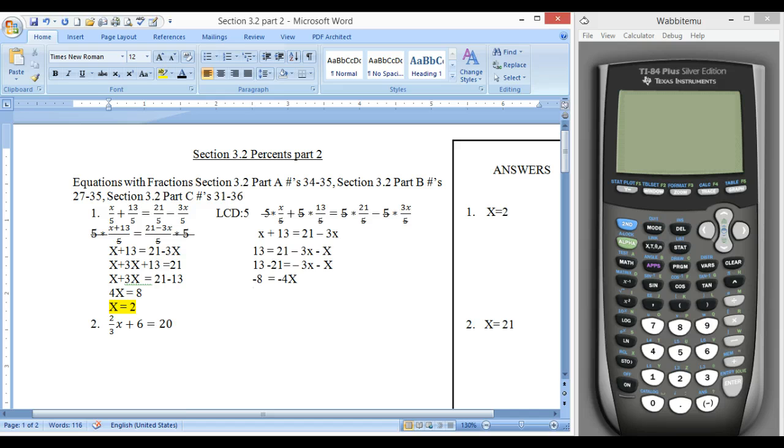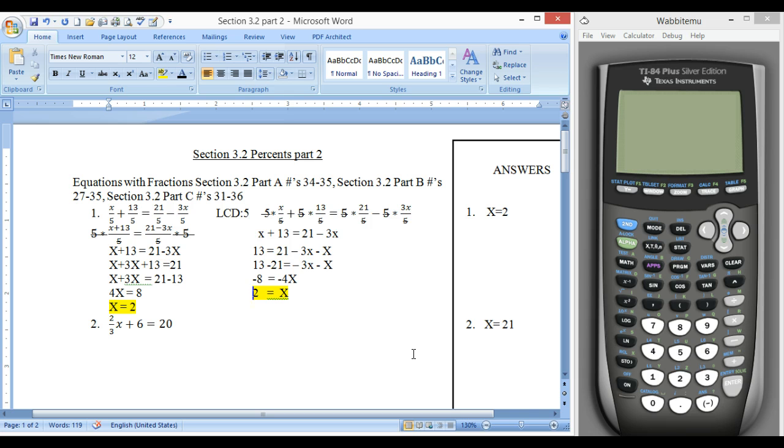Negative 4, negative 8 divided by negative 4 gives me a positive 2. Negative divided by negative. And then negative 4 divided by negative 4 is a positive 1, which is just x. So we have two ways of solving when I have an x on both sides of the equation.